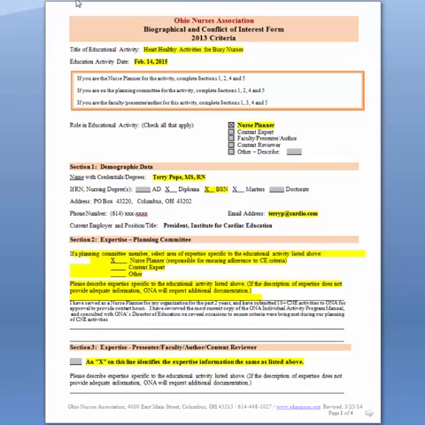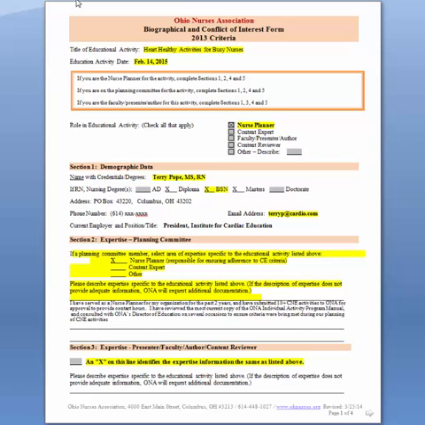The biographical and conflict of interest form is a key part of the planning of nursing education activities. Let's talk about how to complete that tool. The top section encompasses the title of the activity and the date the education activity is being offered.